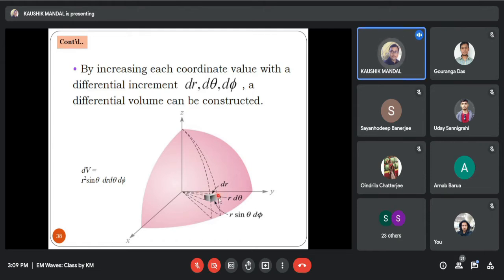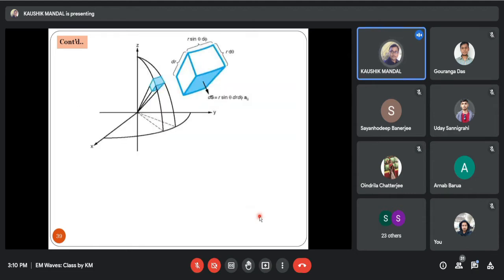So what will be that one? That will be r d theta. What about this one? That will be r sin theta d phi. So the incremental volume will be r d theta into r sin theta d phi into dr. That means r square sin theta d theta d phi dr. That will be the incremental volume. It will be more clear in the next figure.